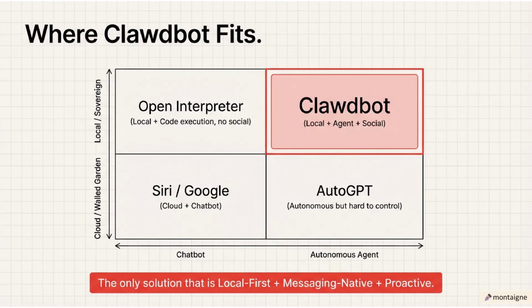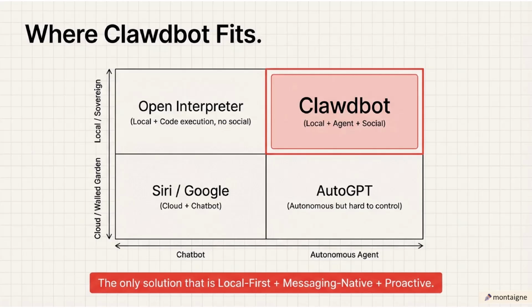So where exactly does CloudBot land on the current AI landscape? Down here in the walled garden, you have Siri and Google, limited cloud-locked chatbots. On the flip side, you have tools like AutoGPT, which offers autonomy but is often hard to steer or prone to runaway loops. Open Interpreter gets us closer with local code execution, but it creates a silo. It lacks the social layer. So CloudBot claims the unique top right quadrant.